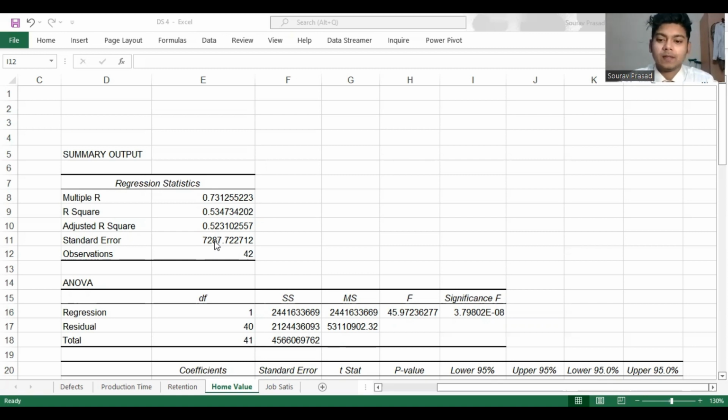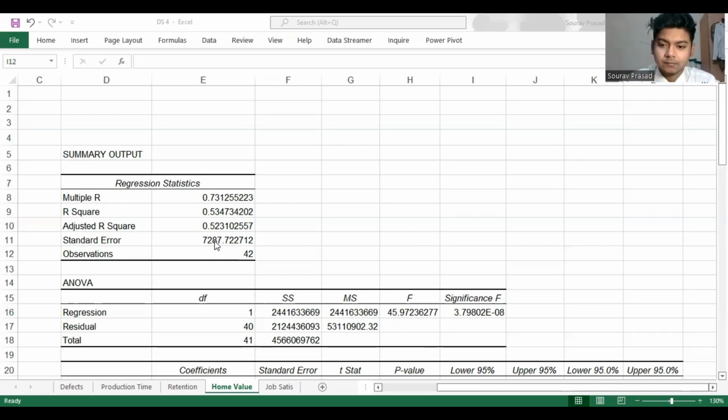Okay, so the first is the multiple R. The multiple R value we have here is 0.73125. It means that there is a positive relationship between the size of the house and the market value. This means that as the size of the house goes up, its market value tends to go up as well.